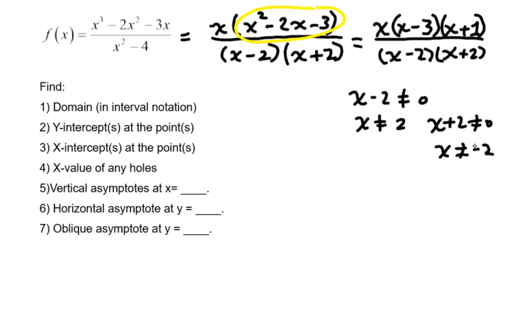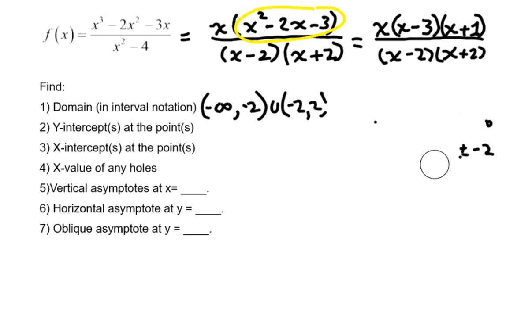So we are going to start from negative infinity, come up to negative 2, then jump over it, the union, and go all the way to positive 2, and then do another union. And I'm just going to erase this so that we can complete this.